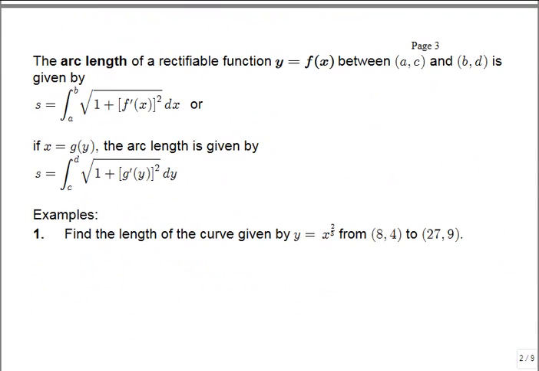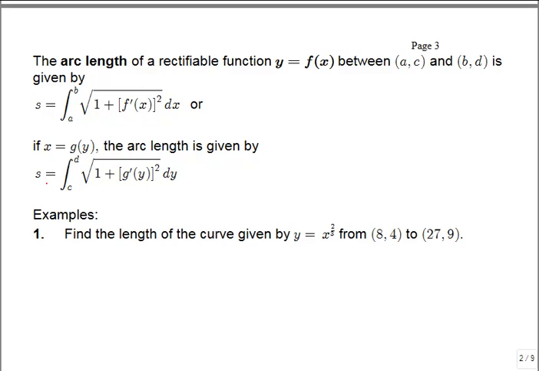So here's our formula. The arc length of a rectifiable function y equals f of x between the points (a, c) and (b, d) is given by the integral from a to b of the square root of 1 plus f prime of x squared dx. Or if your function is not given as y in terms of x, but rather given as x in terms of y, then you can do a dy integral.